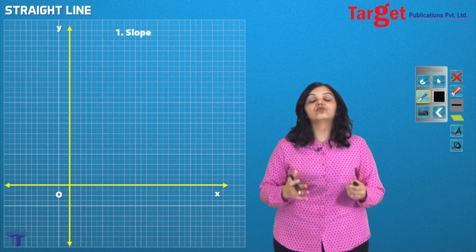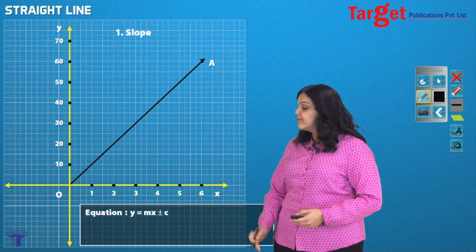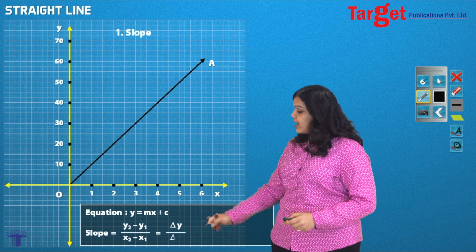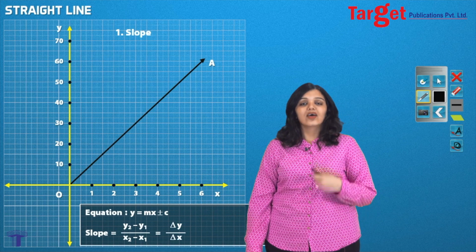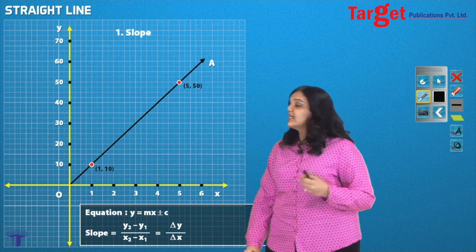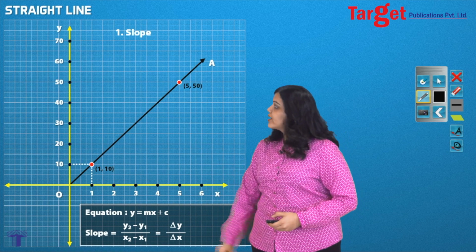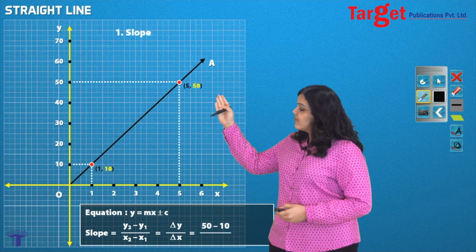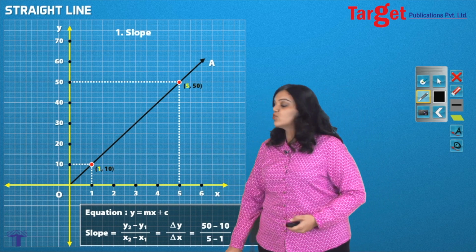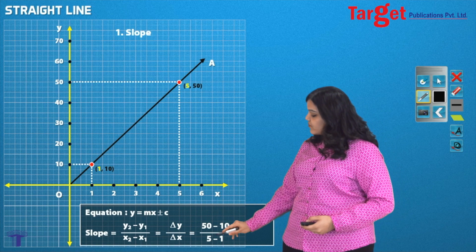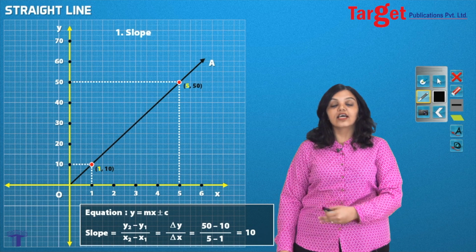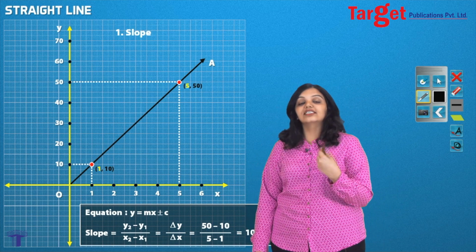How do you find the slope? You know the formula for the slope is delta y by delta x. That is, you take the y coordinates, you do y2 minus y1 divided by the x coordinates x2 minus x1. What does this mean? It means that if you have a graph, you take 2 points on that graph and you find out the x and y coordinates and then subtract the y coordinates. For example, here the y coordinates are 50 and 10, so I've written 50 minus 10, and then you subtract the x coordinates, that's 5 minus 1, and you divide 50 minus 10 upon 5 minus 1, and that will give you 40 upon 4, which is 10. So this comes out to be the slope of the graph, and this is an example of how to find the slope.